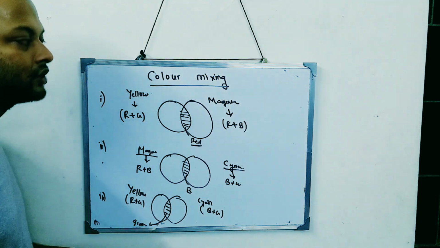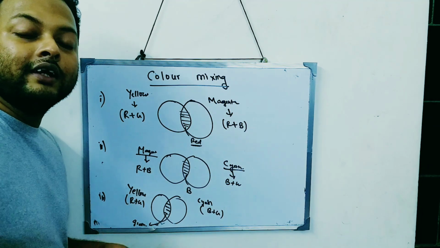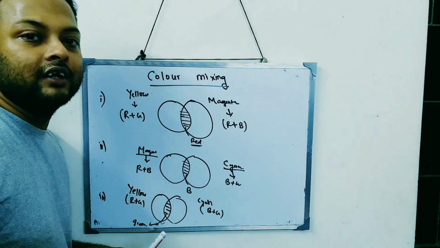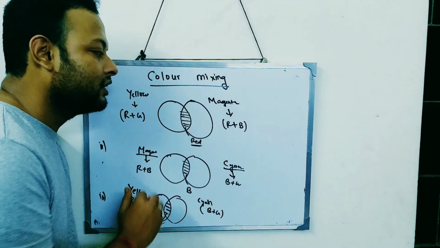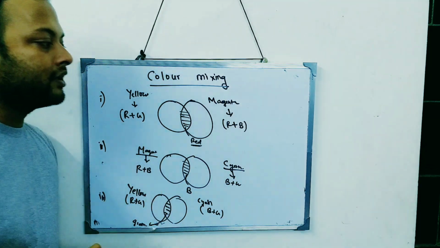So what I'm doing by color mixing or color subtraction is getting the primary colors from the secondary colors. You can see these are the two secondary colors, and we are mixing the secondary colors to get the primary colors.